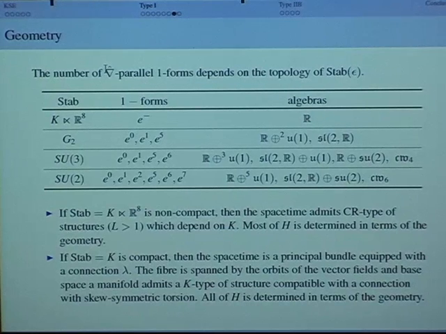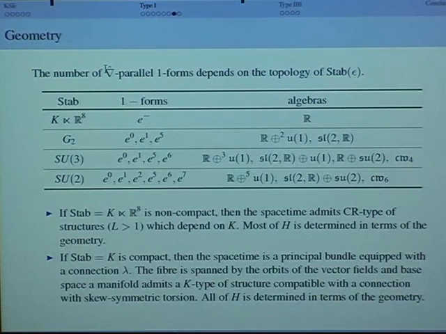Let me say something about the geometry. I certainly wouldn't have the time to give a detailed description of the geometries. In fact, we know all the geometries in all cases, but there are some distinct features between the compact and the non-compact cases. In all the non-compact cases, where the isotropy group of the spinors is non-compact, the space-time admits a single null parallel one-form.